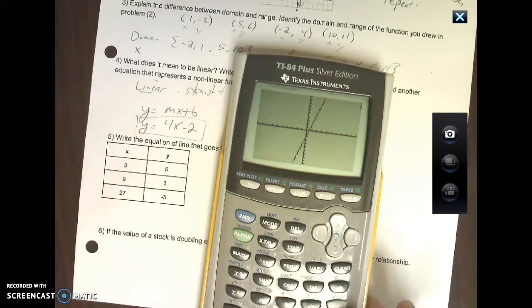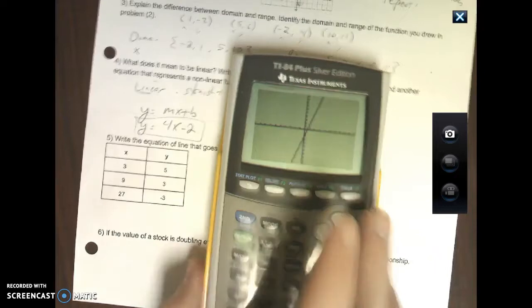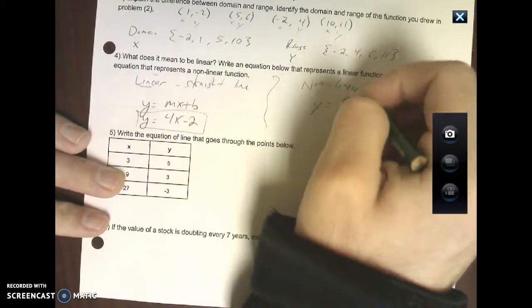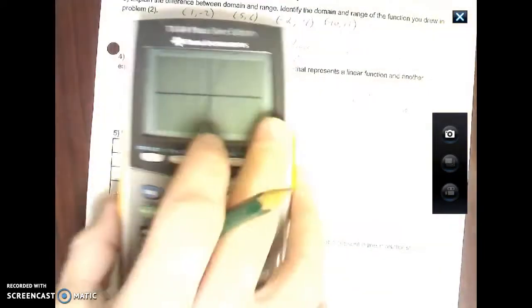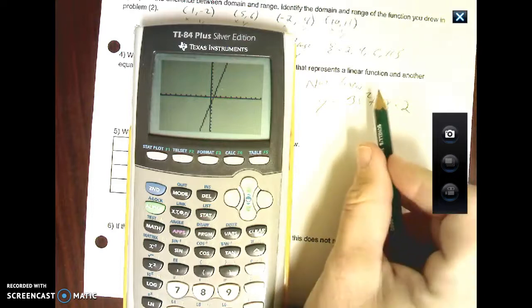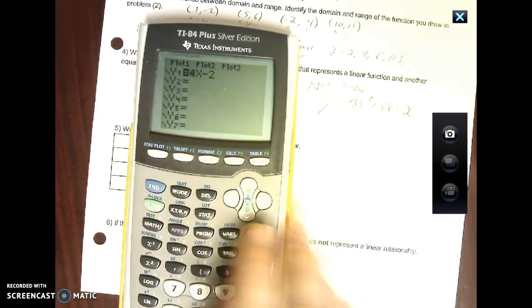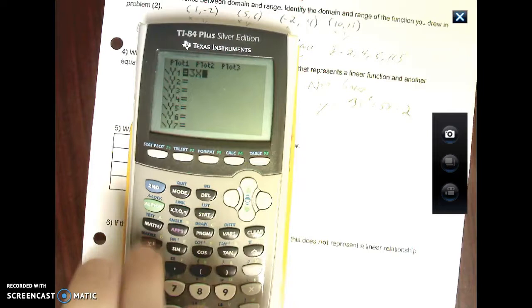Does this form a straight line? You bet it does. Okay, it's linear. You get the idea. Non-linear, though, is something like this. Alright. The big difference here is that you have an x squared. Now check this out. If I go back to my y equals and I type this in.